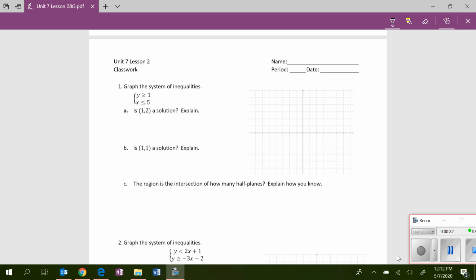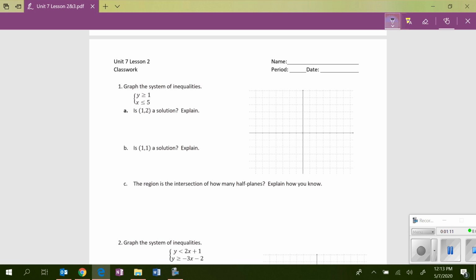So we're looking at this Unit 7, Lesson 2 classwork I'm going to start out with, and it says graphing the systems of inequalities. So first off, we're not just graphing lines, but we're graphing inequalities, meaning we have some parts that get shaded in. And remember, you have dashed lines versus solid lines, and you just have to be really comfortable with graphing lines in general. So let's start here. Graph the systems of inequalities. y is greater than or equal to 1 and x is less than or equal to 5.